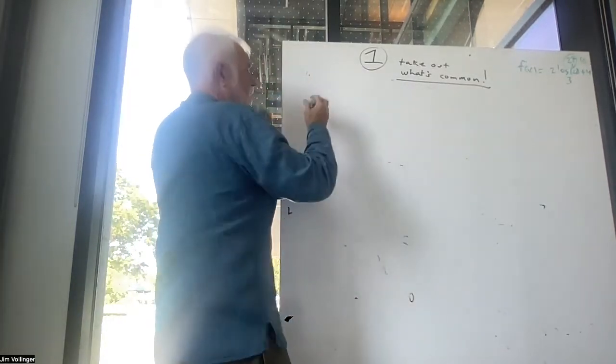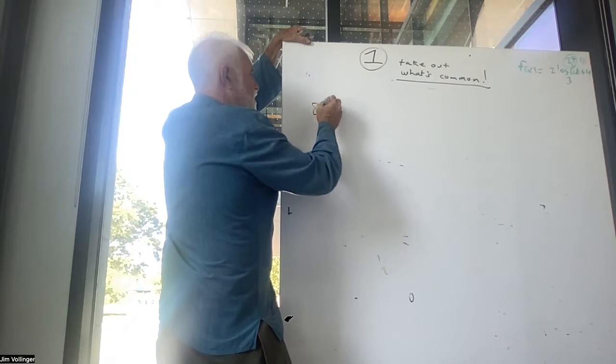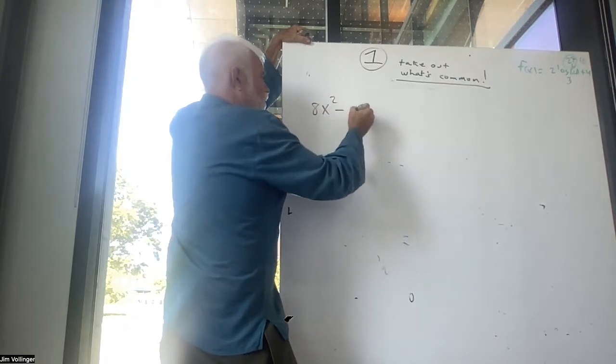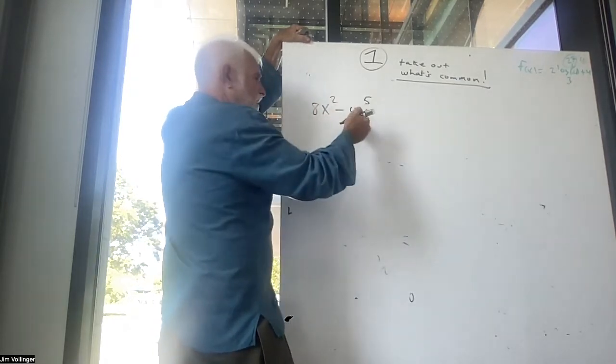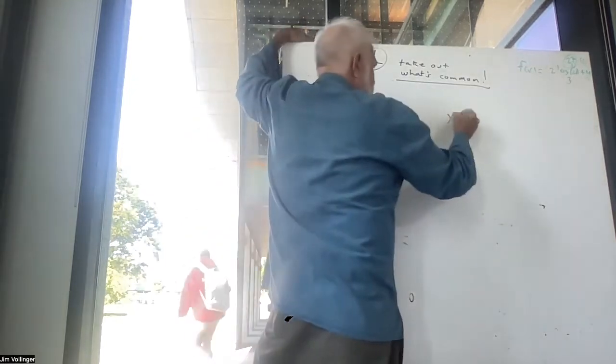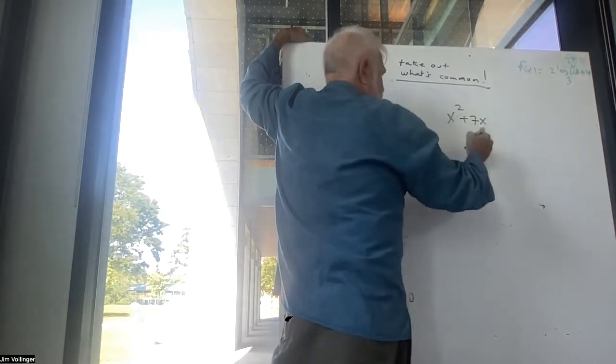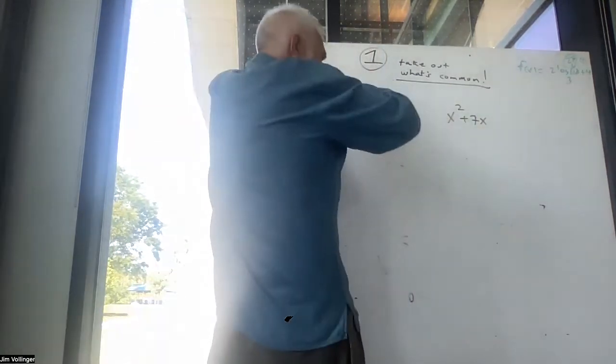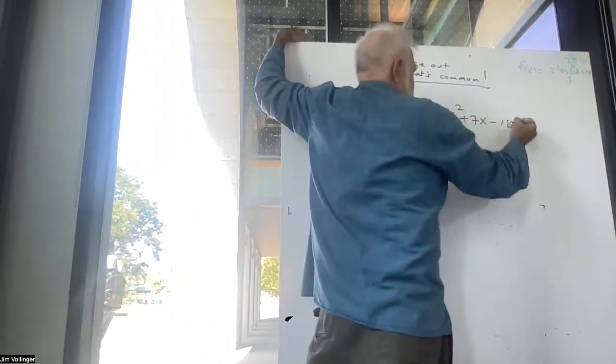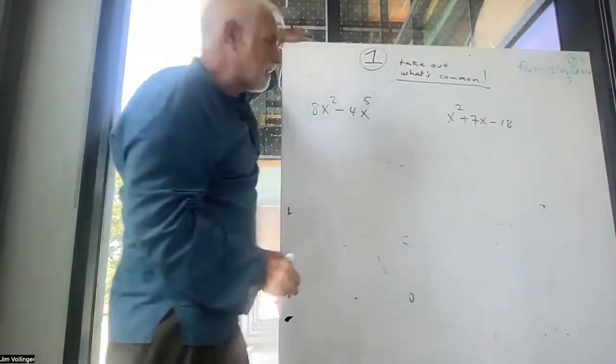Now let's try 8x squared minus 4x to the 5th. We'll write that as a product. And then we'll write x squared minus 7x. Let's make it plus 7x: x squared plus 7x minus 18. We'll try to write that as a product.